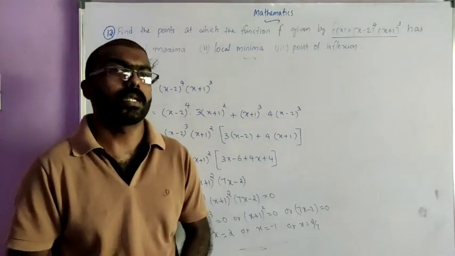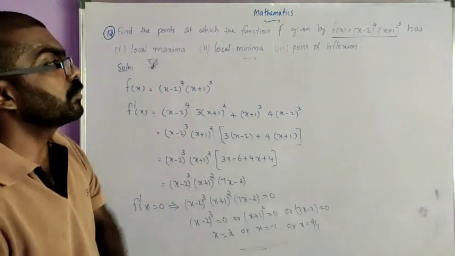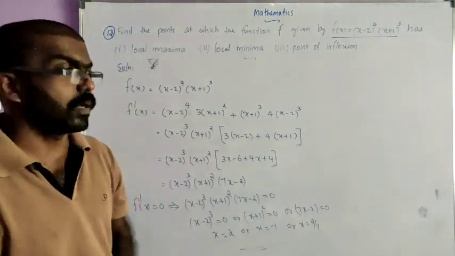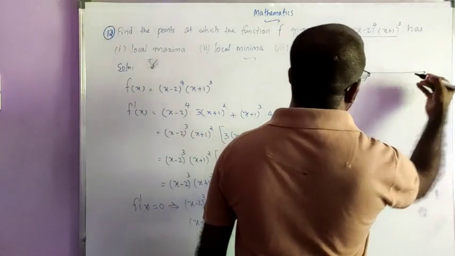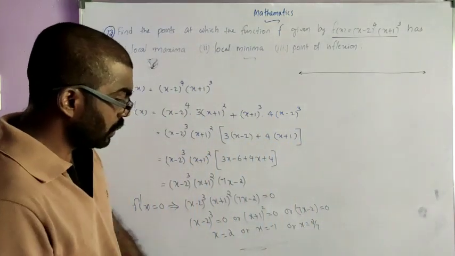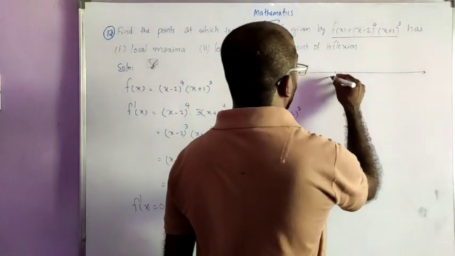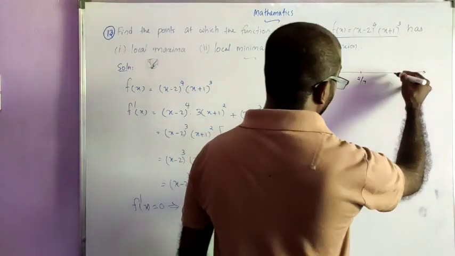Okay. Here in order to find the points of local maxima, local minima and point of inflection, we can apply the first derivative test. For that we can mark on number line. Here we can mark the points minus 1, 2 and 2 by 7. So minus 1, then 2 by 7, then 2.